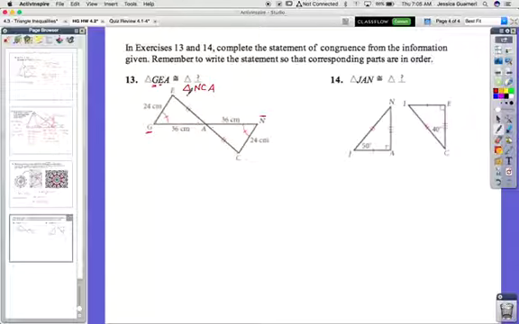Now listen, really important. If you do not have the right order, let's say your answer was congruent to triangle CAN, it's wrong, okay? And I'll mark it wrong. It is so very important that you line up the angles with what they are congruent to.